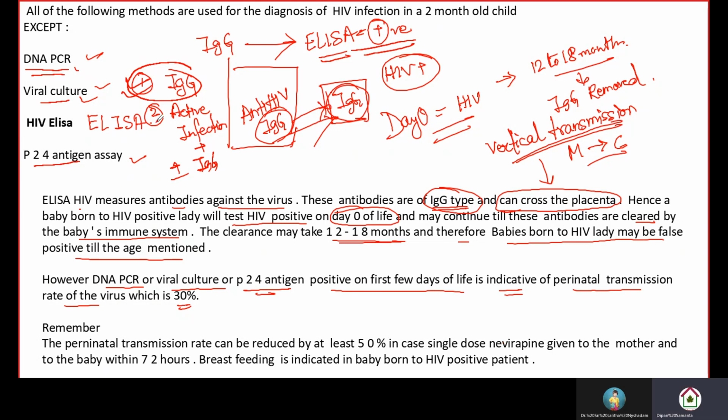But if there is infection, if ELISA done on the baby shows HIV positive, and also DNA PCR, viral culture, and P24 antigen show positive, then obviously the baby is infected. Vertical transmission has occurred. In 30% of cases, vertical transmission occurs. Vertical transmission of the infection, not the antibody.